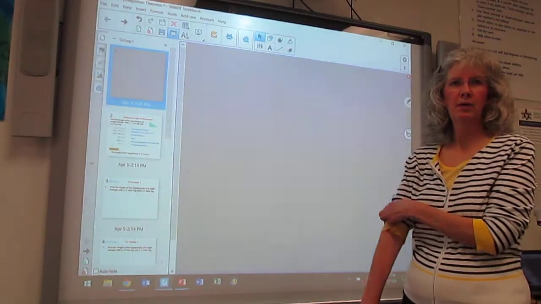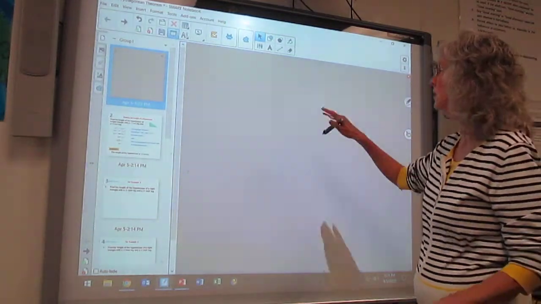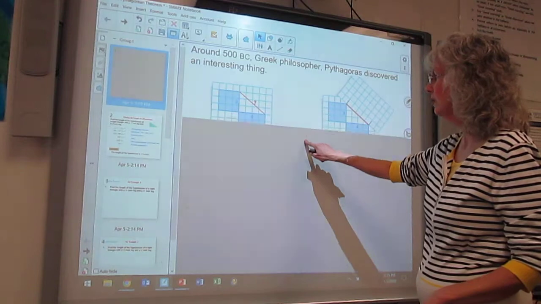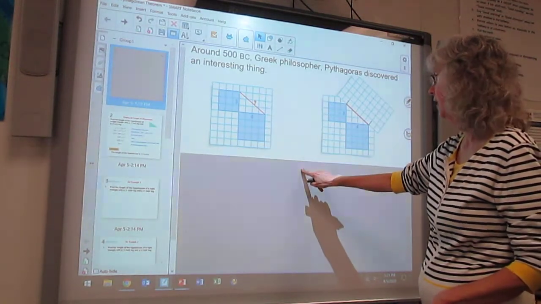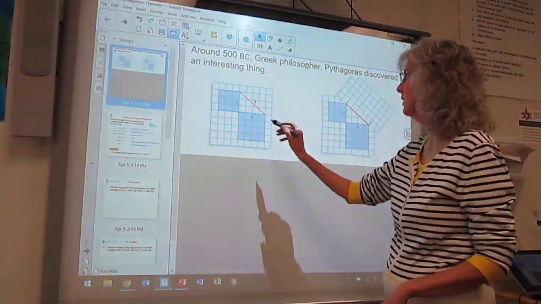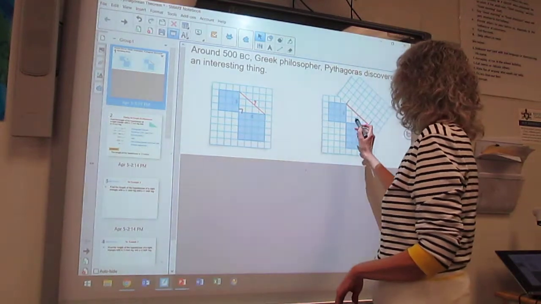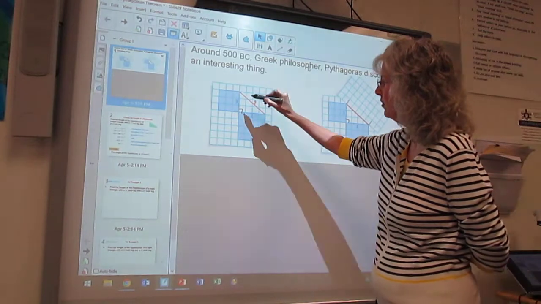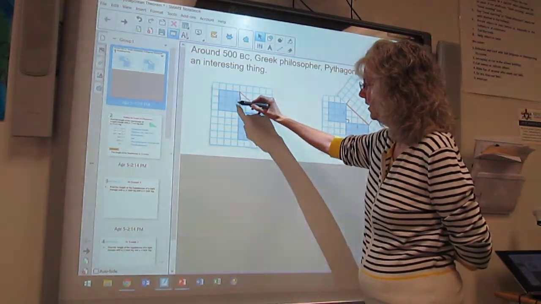Now we're going to talk about triangles. And we're going to talk about a Greek philosopher named Pythagoras, who discovered a very interesting thing about right triangles. We love right triangles in geometry. Here's a right triangle, and what he discovered, if you see this triangle, this leg has a length of 3.